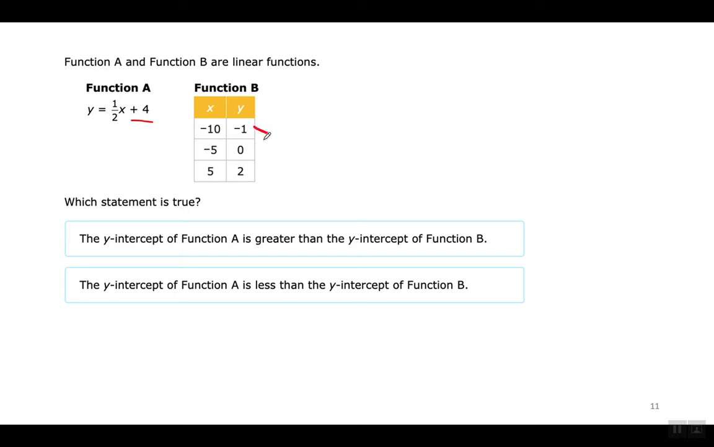So first of all, the slope is going to be, the difference here is 1, and the difference here is 5. So the slope is going to be 1 over 5.